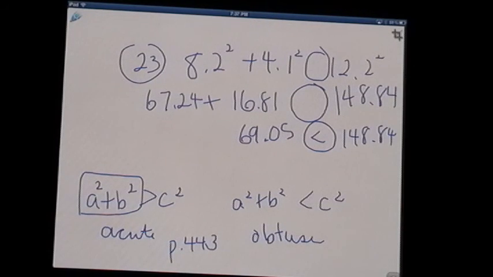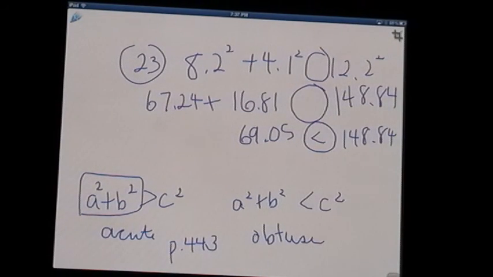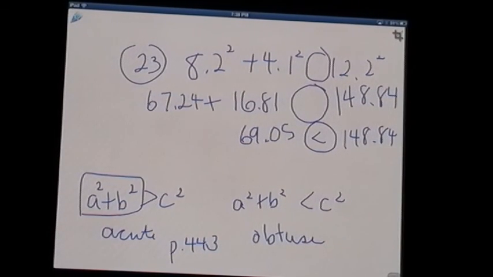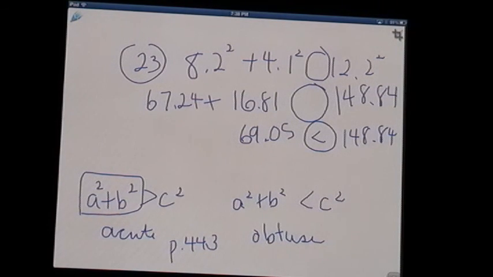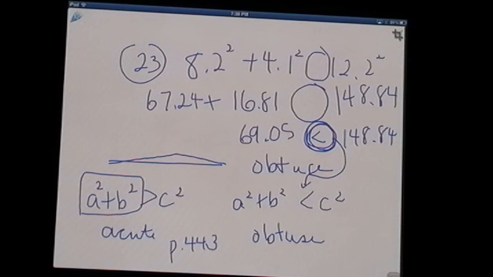Let's see if this will even make a triangle. 8.2 plus 4.1 has to be more than 12.2. It's barely more than 12.2. So this is, it's 12.3. So this triangle is very obtuse. It's looking like that. So this is an obtuse triangle. And we know that because if this is less than c squared, we're looking at this information down here.